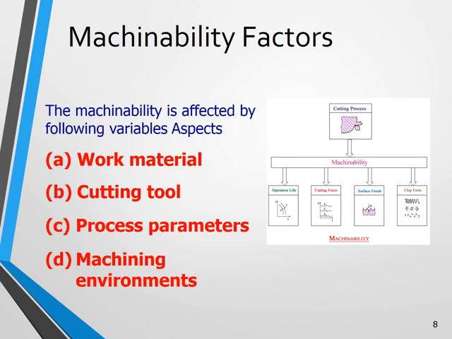Third, naturally, is the process parameters. That means what is the cutting speed, what is the cutting feed, what is the depth of cut, and all such parameters also determine the machinability of a material. And the fourth factor which affects the machinability is the machining environment. We'll discuss all these four factors in detail in our next presentation.